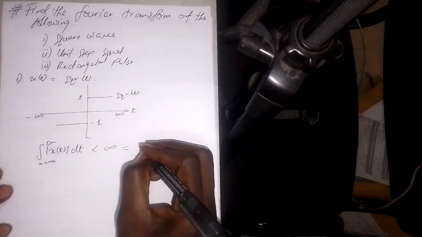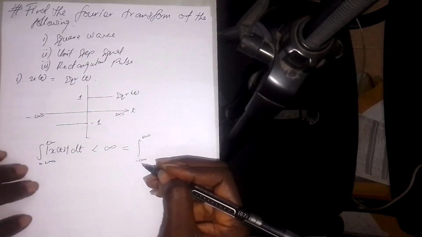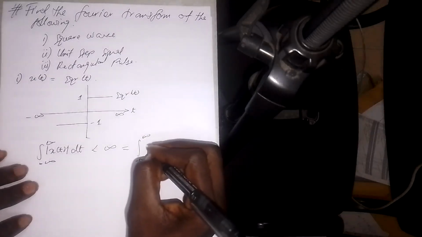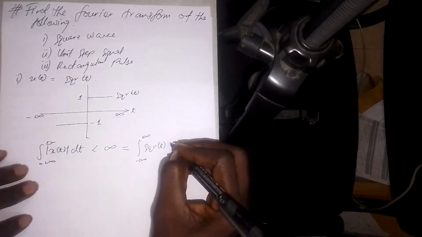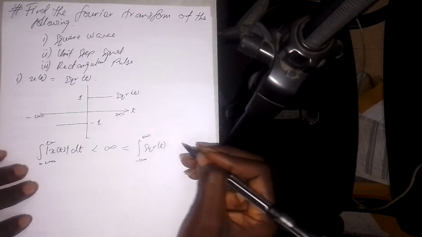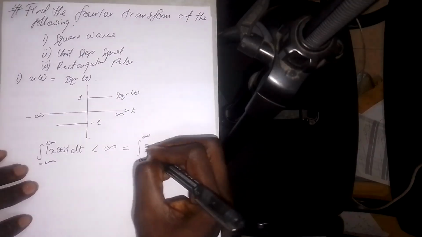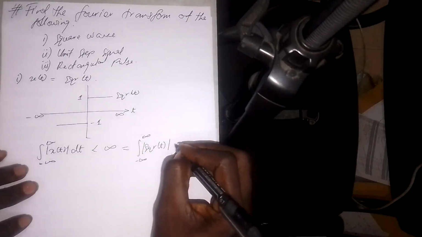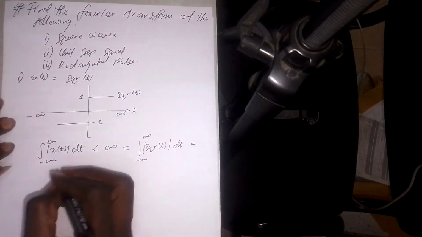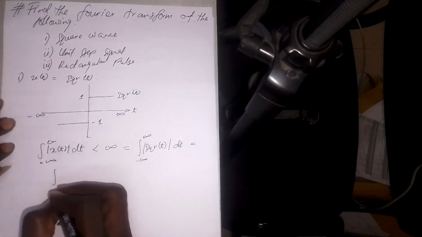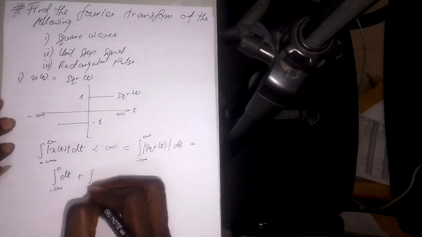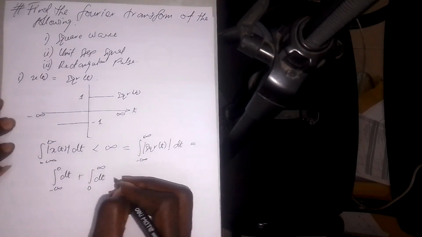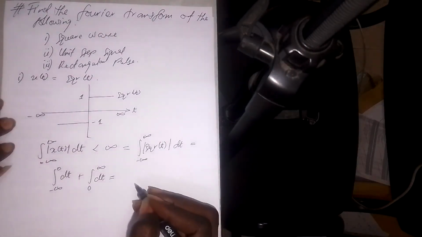Okay, so now let's see. We're going to have the integral from minus infinity to infinity of the square wave of t dt, which is supposed to be less than infinity. Here I can break this into two: from minus infinity to 0, plus from 0 to infinity, of the pulse signal dt. Now let's see what you get if you put these limits inside.